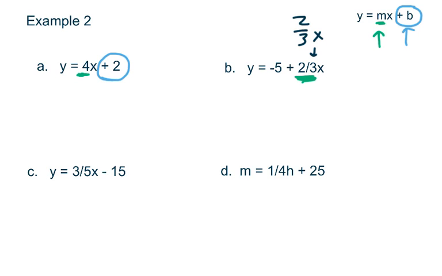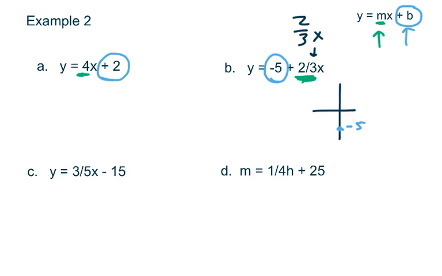And I know that the y-intercept is always the value without the x. It's always the constant by itself. So the y-intercept is here at -5. On a graph, what that would look like is the y-intercept would be down here. Say this is -5. That's where the y-intercept would be.